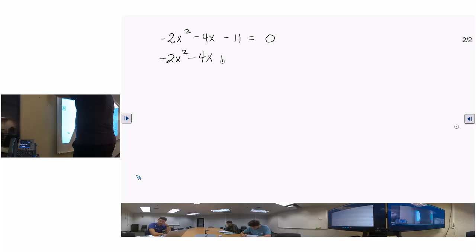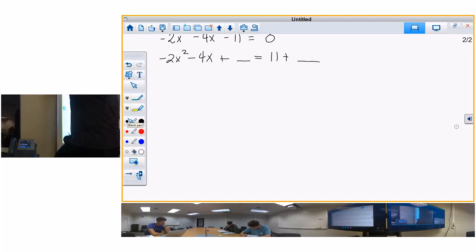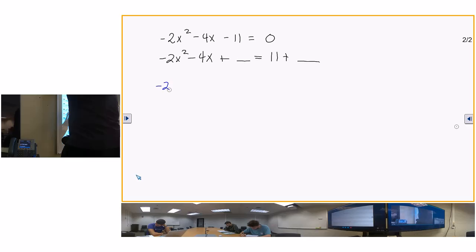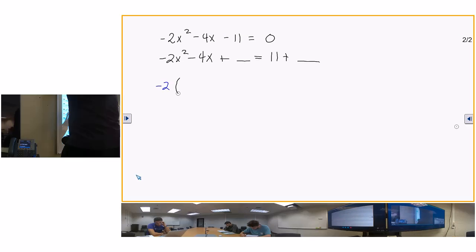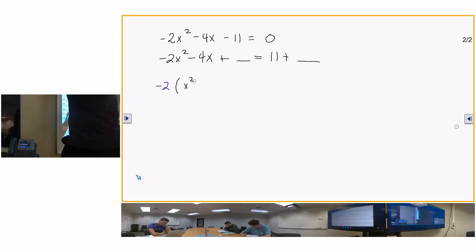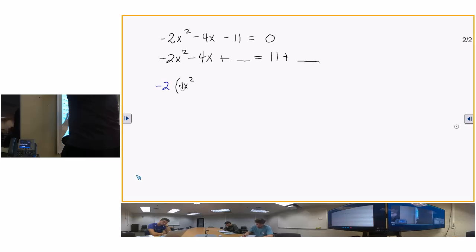4x plus blank is equal to 11 plus blank. Okay, so now we're ready to take out a -2. I'm going to put it in blue. I'm going to factor out a -2, and that's going to give me x squared. Your objective is to make the x squared function what? +1. That's what you want. You want a +1 in front of the x squared. Does everybody understand that?